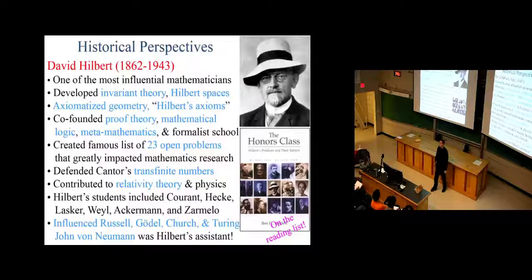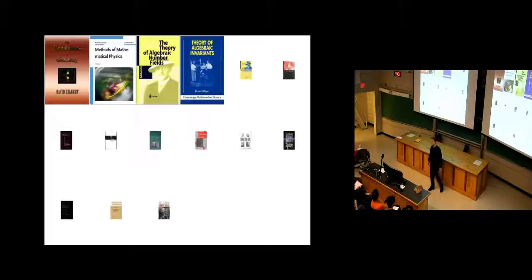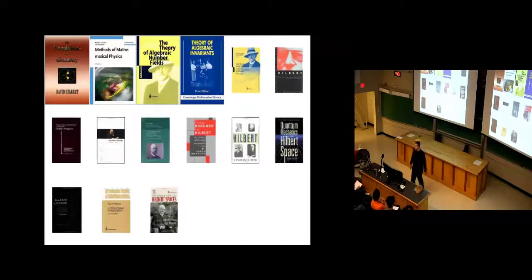So he also influenced, as I said, Gödel, Church, Turing, von Neumann, and many others. In fact, von Neumann was Hilbert's research assistant for his lab, which is pretty cool for both of them, actually. It's cool for Hilbert to have von Neumann as his lab assistant, and it's also cool for von Neumann to be Hilbert's assistant. They're both amazing thinkers and contributors to science and computer science theory and science in general.